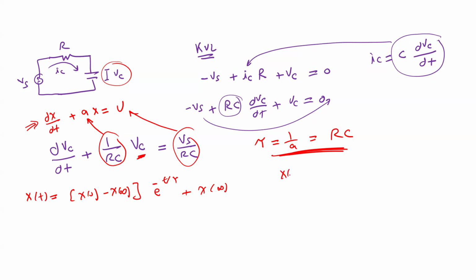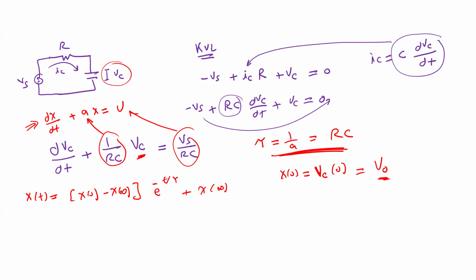So x of 0 has to be given to you, or you need to figure it out. It is not something in the equation here. What is the initial value for the capacitor? If the capacitor is going to start charging and the initial value was 0, then x of 0 is 0. In our case, x of 0 is the voltage of the capacitor at the very beginning. What was the voltage of the capacitor? In this one, I'm going to call it V0. So I need to find it.